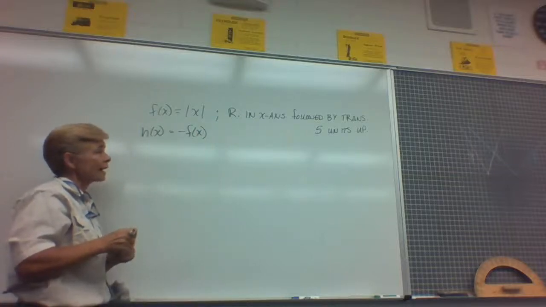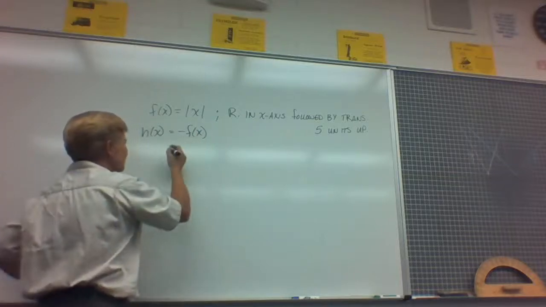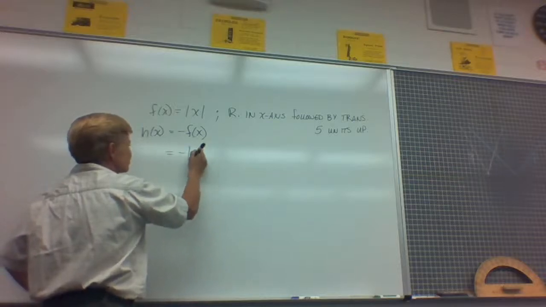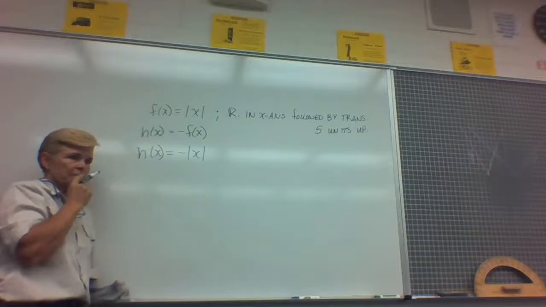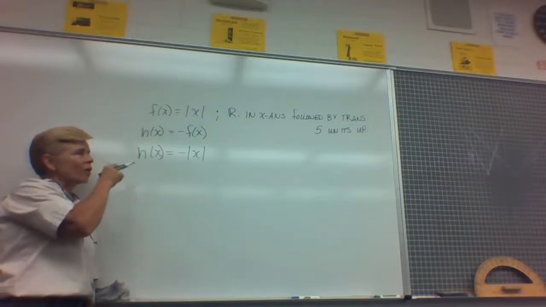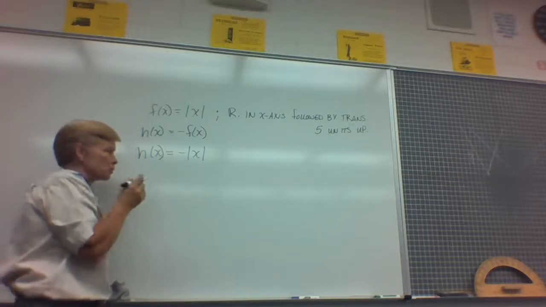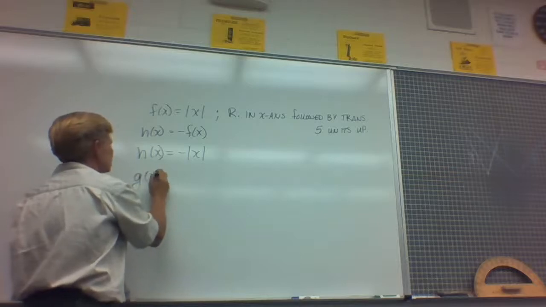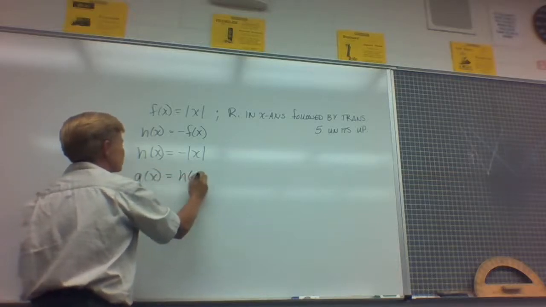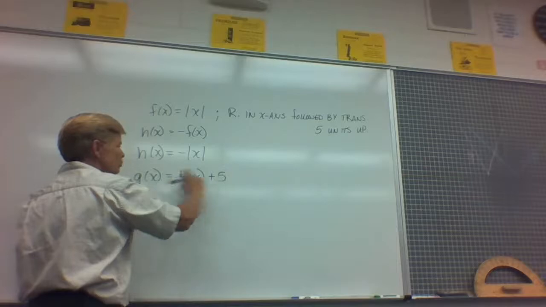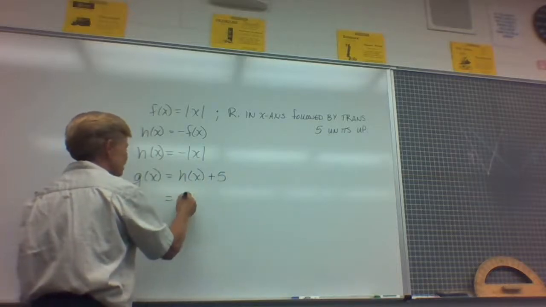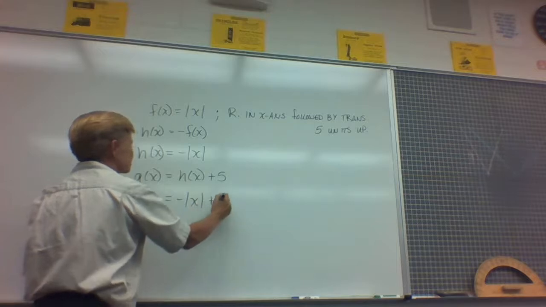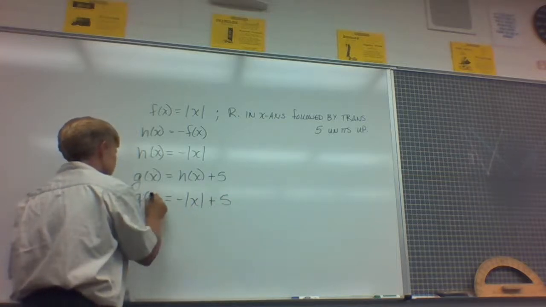And then to that, whatever that is, and by the way, I'm going to write down what that is specifically. It's just going to be this. That's what H is, our intermediate H, right? Are we clear? To that now, I'm going to move it 5 units up. That's pretty easy. G is going to be H plus 5. You don't need to write this step because it's so easy, but you could. And that would be H, which is negative absolute X, plus 5, and that would be G of X altogether.